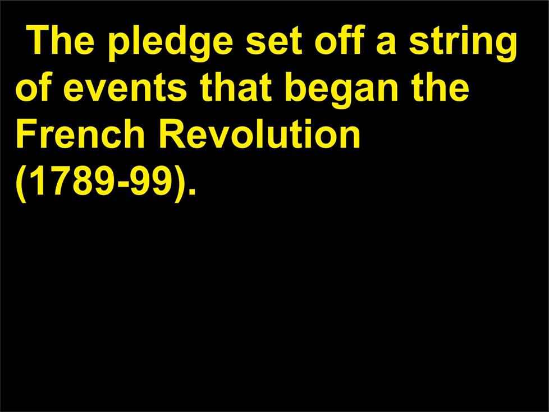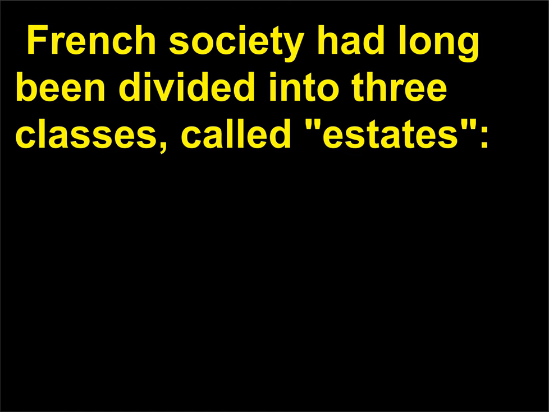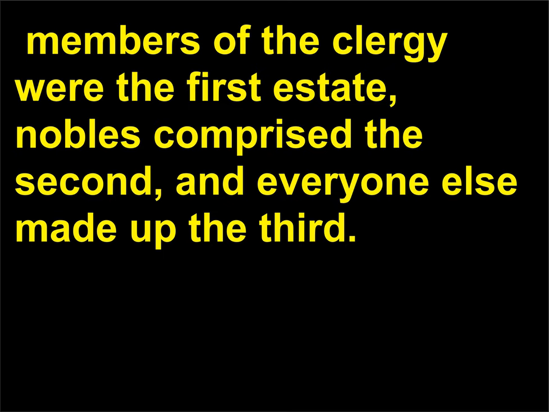1789-99. French society had long been divided into three classes, called estates. Members of the clergy were the first estate, nobles comprised the second, and everyone else made up the third.